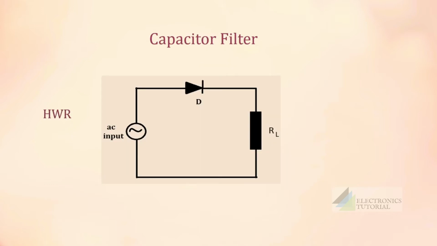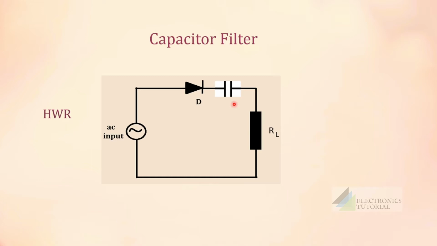Now we are going to discuss a simple capacitor filter, which uses a capacitor for filtering purposes. This is the diagram of a half-wave rectifier. We have already discussed this half-wave rectifier and we know that its output contains many ripples. So our requirement is to filter out these ripples and get a stable DC. Let's try to include a capacitor in this circuit.